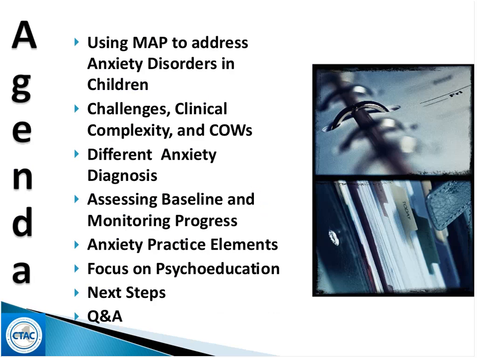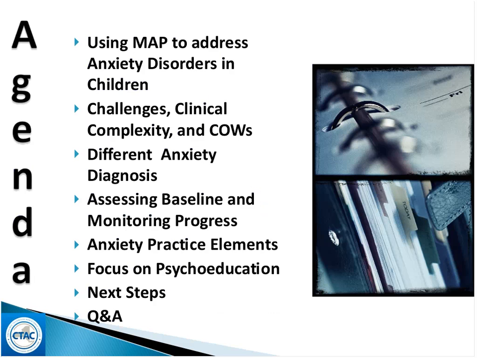So I'm briefly going to review the agenda for today. First, we're going to do a brief overview of getting started with the MAP system to address issues of anxiety with children. We're going to briefly review some of the key concepts that we covered in the last webinar around clinical complexity and crises of the week, otherwise known as COWs. We're going to talk about anxiety diagnoses and what those are. We're going to talk about assessing baseline anxiety levels and continued monitoring of progress. We're going to begin talking about some of those common practice elements that come up when you do the P-web search under anxiety.